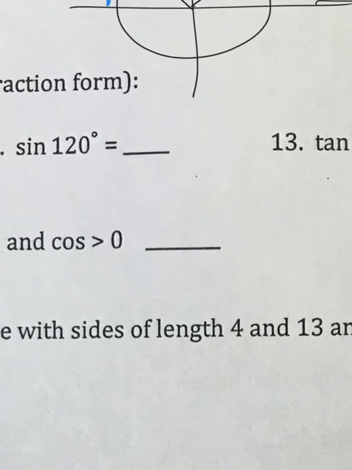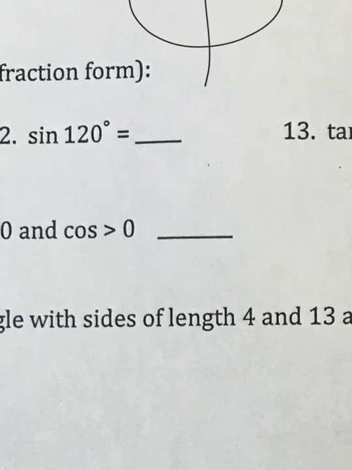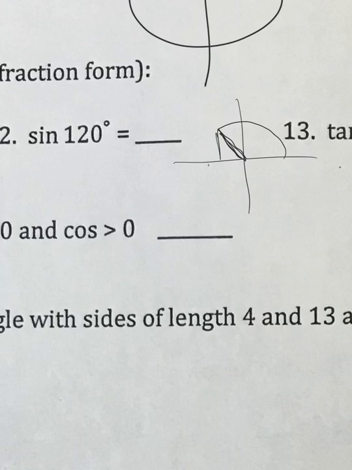All right, I'll draw a little bit bigger here. Sine of 120. There's 120 degrees. The sine is the y leg. So that's the short leg, and that's the long leg. So y is positive square root of 3 over 2.